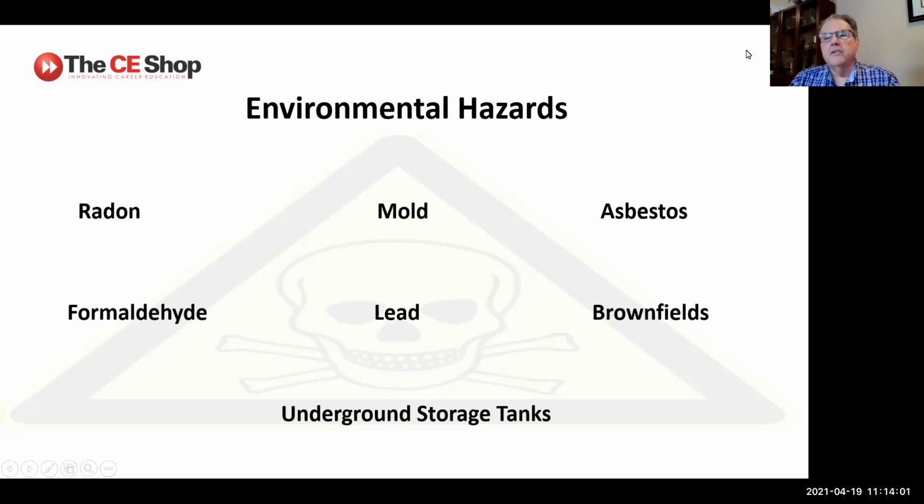Actually, a brownfield is a heavily contaminated site that has been cleaned up enough so that the community feels it can be used again, probably not for residential purposes, probably for industrial or commercial uses.